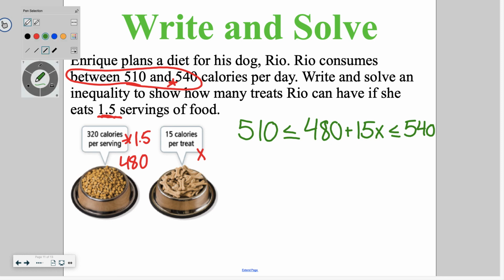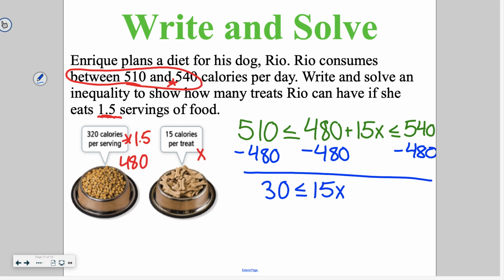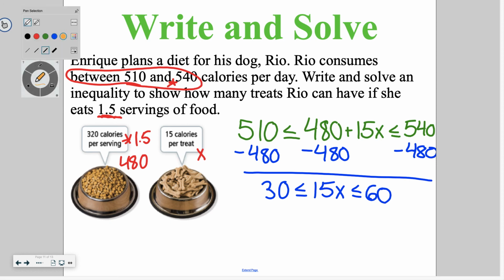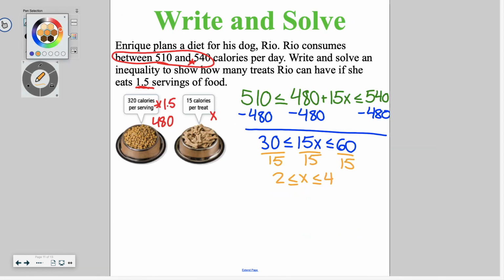Then we're going to go ahead and solve this, remembering since I wrote it as one big inequality, I have to make sure to subtract from all 3 portions of this inequality. When I do that subtraction, I end up with 30 is less than or equal to 15x, which is less than or equal to 60. And I'm going to solve by dividing everything by 15, which is going to give me 2 is less than or equal to x, which is less than or equal to 4.